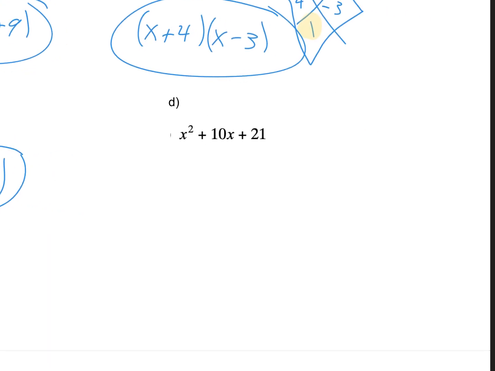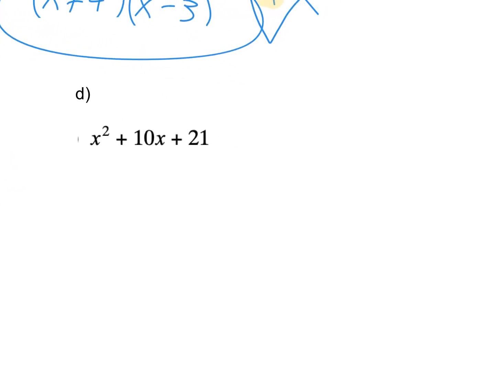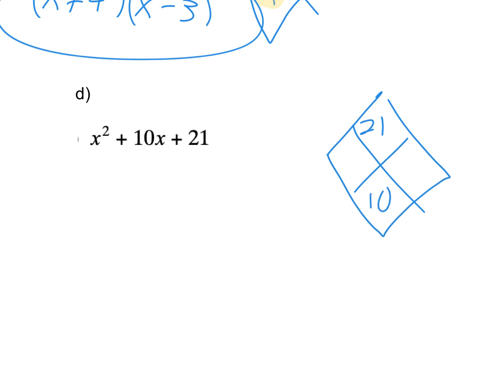All right, let's look at D. So I will draw my square. I think I'm getting a little better at this. All right, so my C value, or the product, is 21, and my B value is 10. So again, I'm pulling these from my equation, so 10 is the B value, and 21 is the C value. So my factors need to multiply to 21 and add to 10.